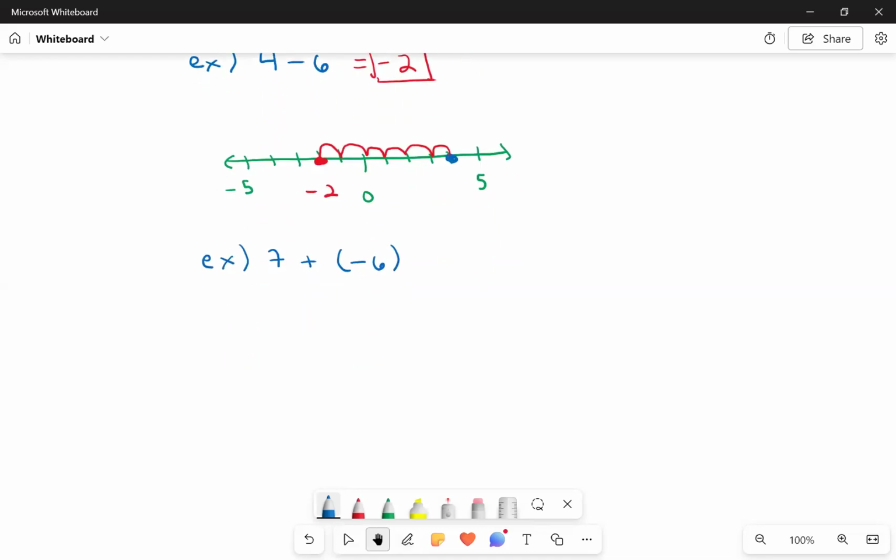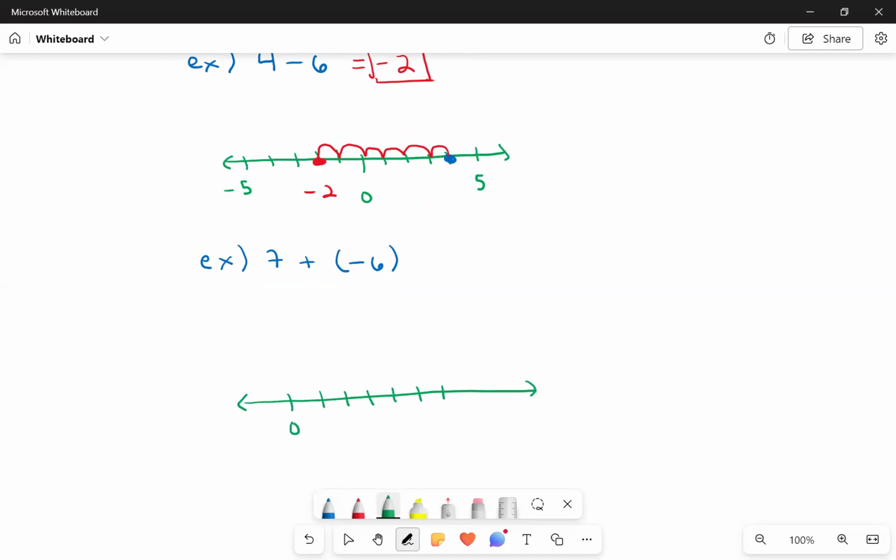Okay, so 7 plus -6. On my number line here, I'm going to lopside it a bit: 0, 1, 2, 3, 4, 5, 6, 7, 8, and then there's -1. Starting at 7, normally when we see plus, we're thinking we move right. But what happens is the negative causes us to go the opposite direction.